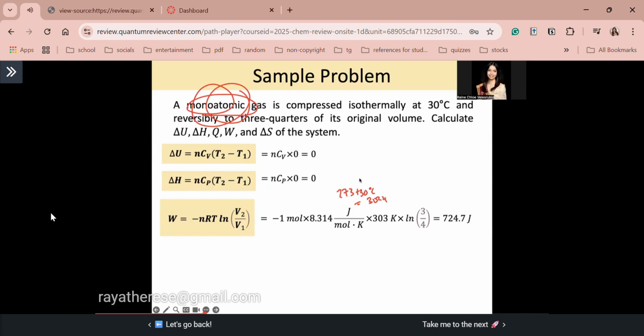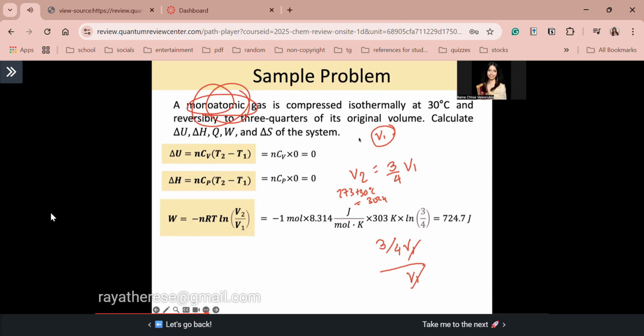The problem says the volume was reduced to 3/4 of its original volume. What does that mean? Your original volume, V1, was reduced to 3/4. So V2 is just 3/4 of the original volume. If we get 3/4 V1 divided by V1, then we can simply cancel V1. Do you get how that happened? Don't we always use this in our half-life problems?